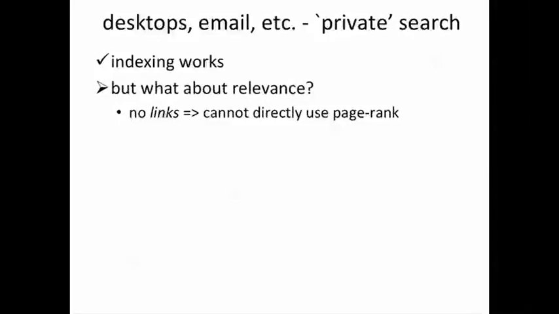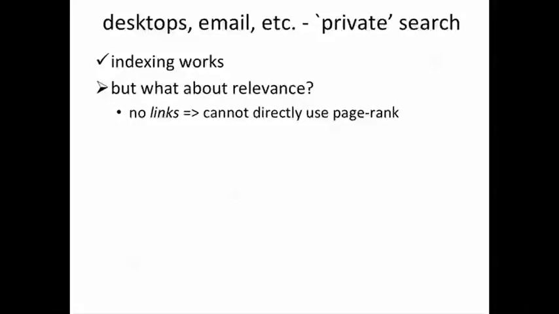Let's return to technology now and ask about search in a different private context, such as searching one's own desktop, one's own email, and other private datasets. Clearly, indexing the way we described it in the very beginning of this course will work fine, but what about relevance?